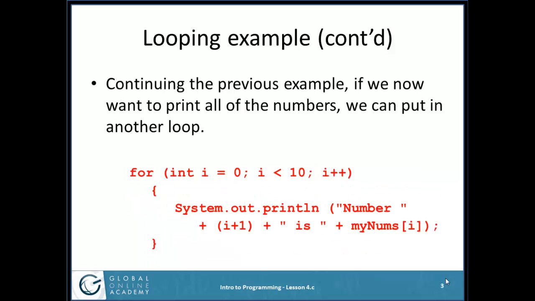Now that I've got that stored, let's continue the previous example. Let's say we want to print out all of the numbers. I could put in another loop: for int i equals 0, i less than 10, i plus plus. That's the same for statement I had on the previous page. In this one, I'm going to do System.out.println number i plus 1 is mynums sub i. So it'll say number 1 is whatever was in slot 0. Number 2 is whatever was in slot 1. And it'll finish up with number 10 is whatever was in slot 9.